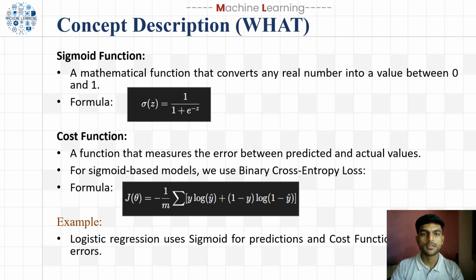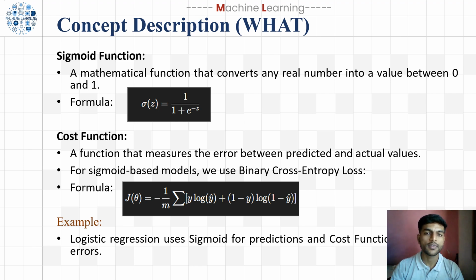Let's understand the concepts. First one is the sigmoid function. Sigmoid function is a mathematical function that converts any real number into a value in between 0 and 1. The formula for the sigmoid function is sigma of z is equal to 1 upon 1 plus e to the power minus z. Here, sigma of z is basically the sigmoid function applied on z. This formula takes any real value and maps it to between 0 and 1. If z is large positive, the output is close to 1, and if z is large negative, the output is close to 0. This is very useful in classification because it gives us a probability score.